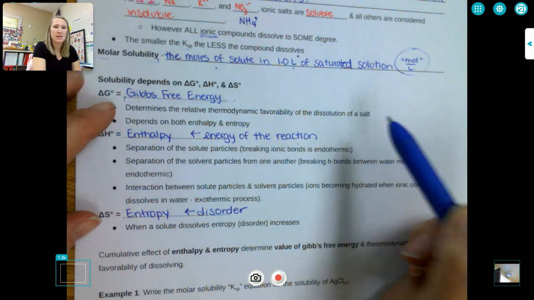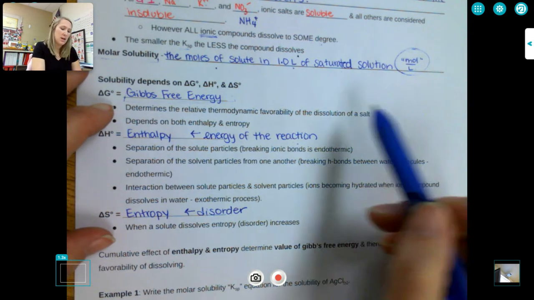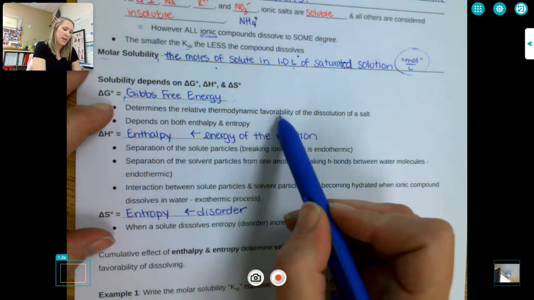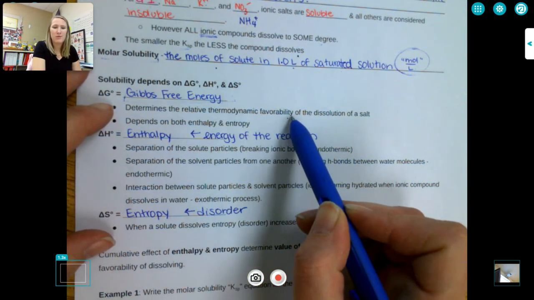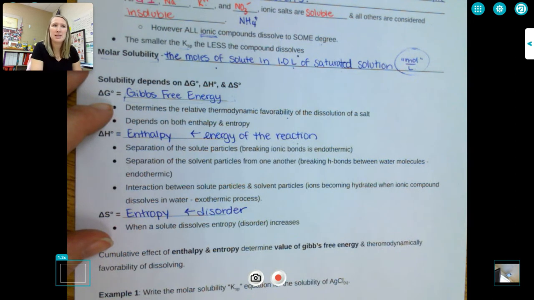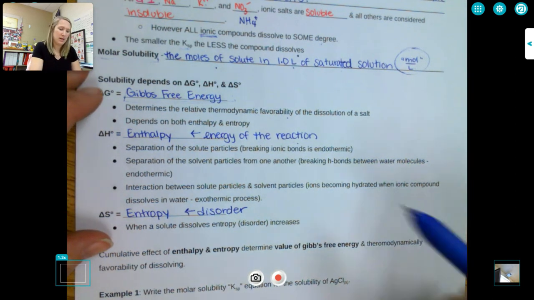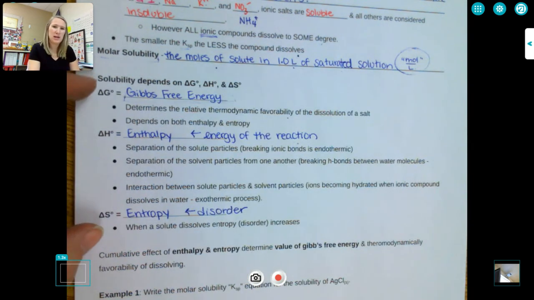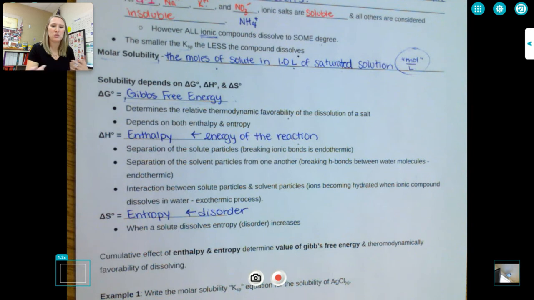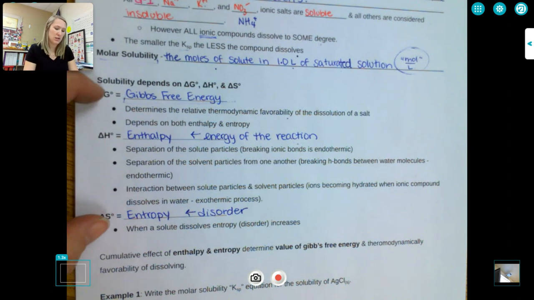And that, by looking at the delta G value of something, can tell us how thermodynamically favorable that is. So if it's going to happen spontaneously, so it's just going to happen on its own, or if it has to get forced to happen. So you might see these symbols come up in some of these questions, and just know that they have to do with how likely it is for something to dissolve or something to react.